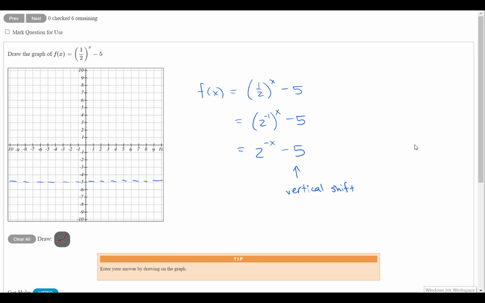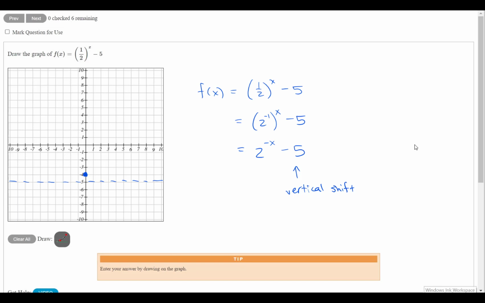Now, the next thing is, the graph normally would have a point that is 1 unit above the asymptote on the y-axis. But if there are any horizontal shifts, or any reflections, that can be changed.